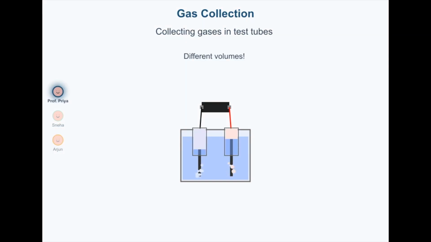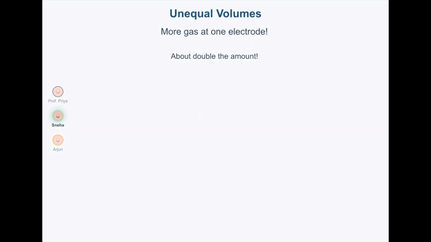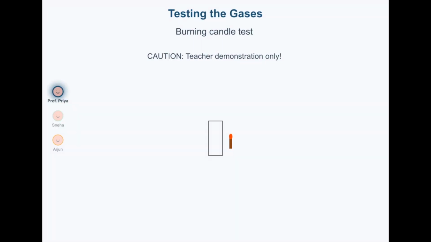Watch carefully, we are collecting the gases in inverted test tubes. Notice the different volumes being produced. The cathode is producing about double the volume of gas compared to the anode. Now, for the exciting part: testing these gases with a burning candle. Remember, only teachers should perform this test.